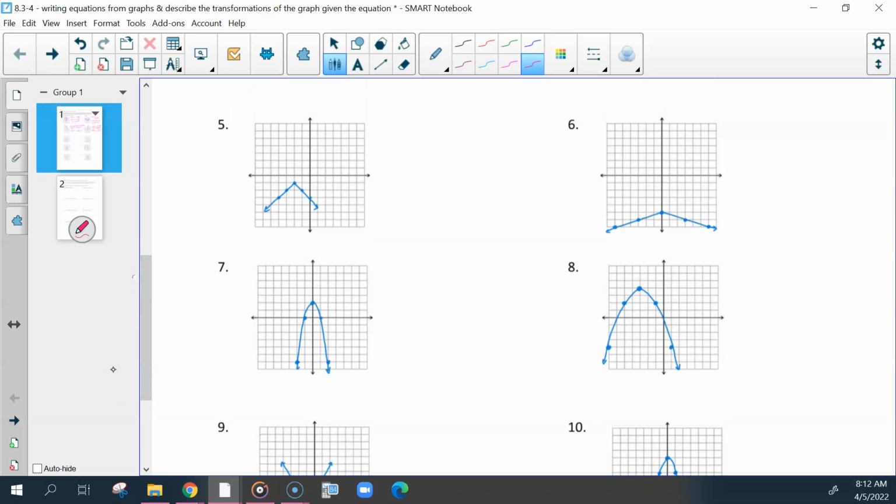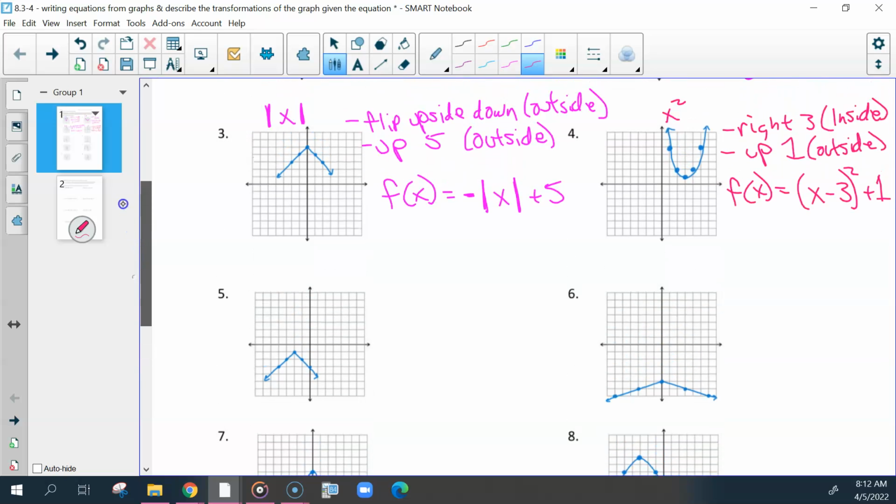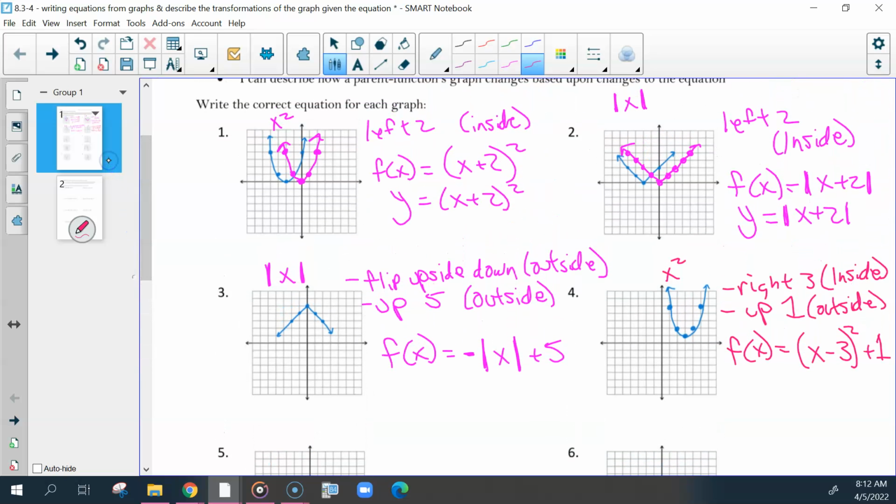We want to get to 6 and 7. We'll do 5 and then 6. I don't know if we'll have time for 7 today, but if we do have time, we'll continue that. If not, we'll start that one tomorrow. For number 5, compare it with the parent function.